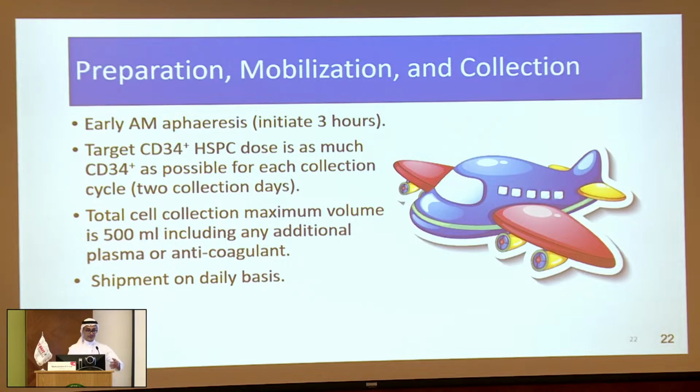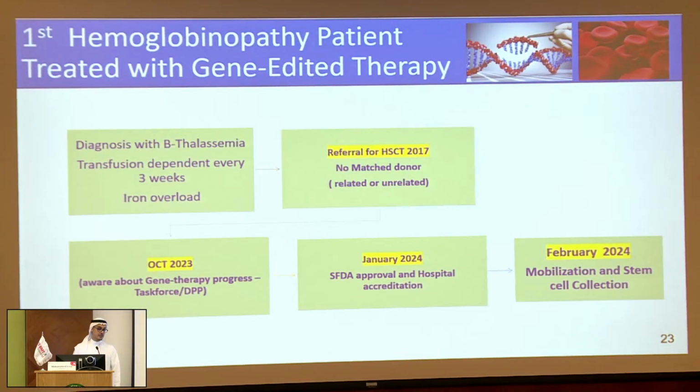So a lot of work, early AM apheresis, because the cells need to be shipped fresh daily with a flight to the manufacturing or treating facility in Europe. That logistics needs to be really arranged, and thanks to all the people who are involved in this process.